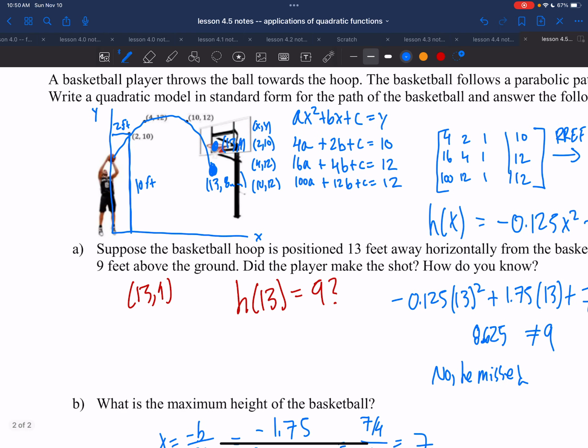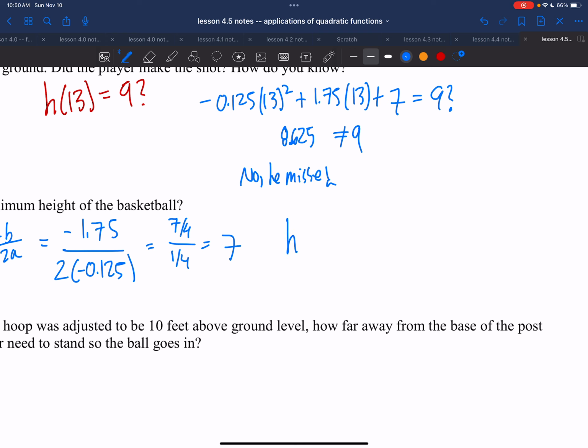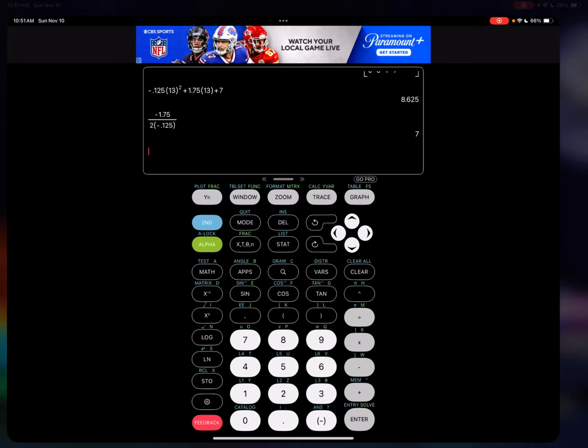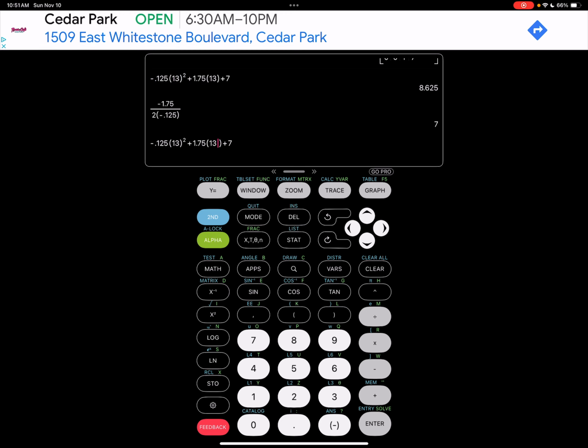What that means is the maximum height is going to occur 7 feet away from the player. So to find that height, I'm going to plug in h of 7. That means it's this function, but replace the 13 with the 7. So go back to my calculator. I'm going to copy that, but then I'm just going to change that 13 to a 7.